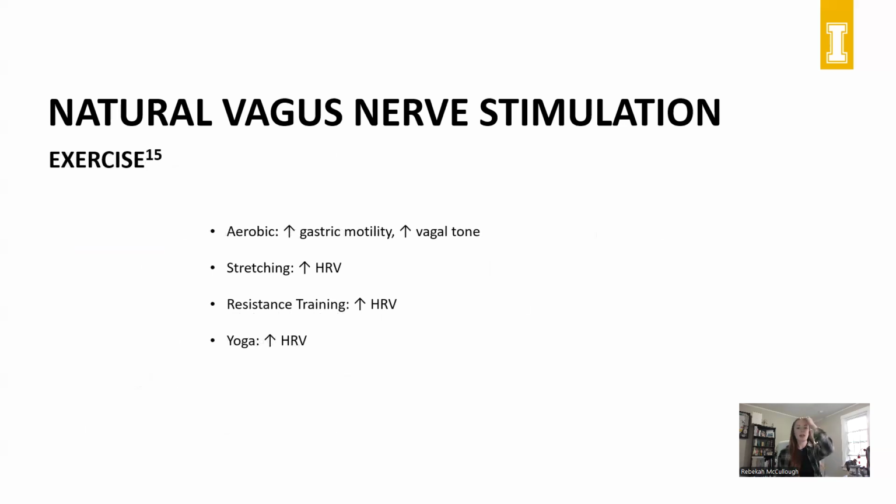Exercise. Aerobic exercise is going to increase gastric motility and vagal tone. Things like stretching, resistance training, and yoga are all well-studied things, things that we talk about a lot within the athletic training clinics. So it's good just to reinforce that.